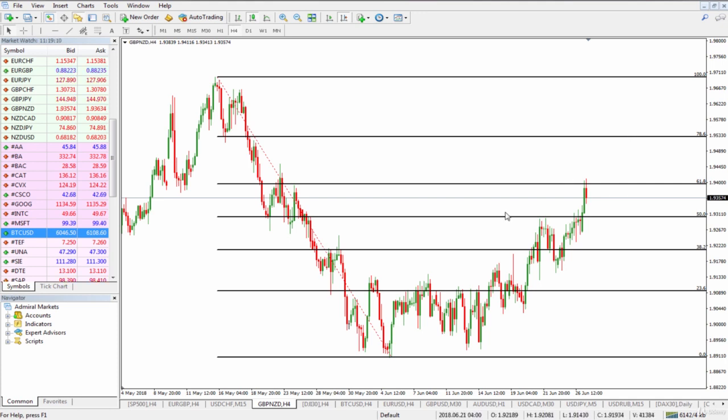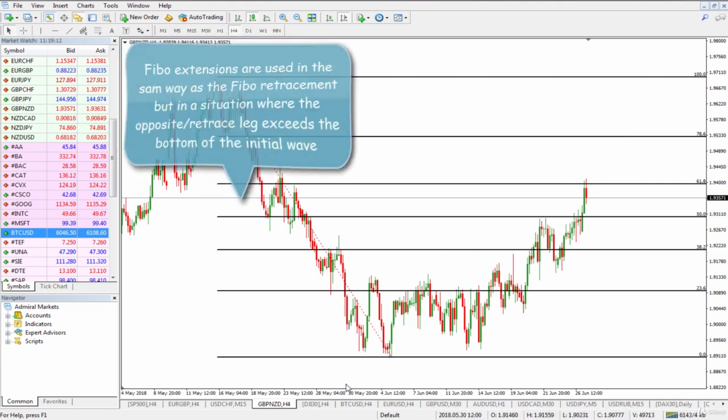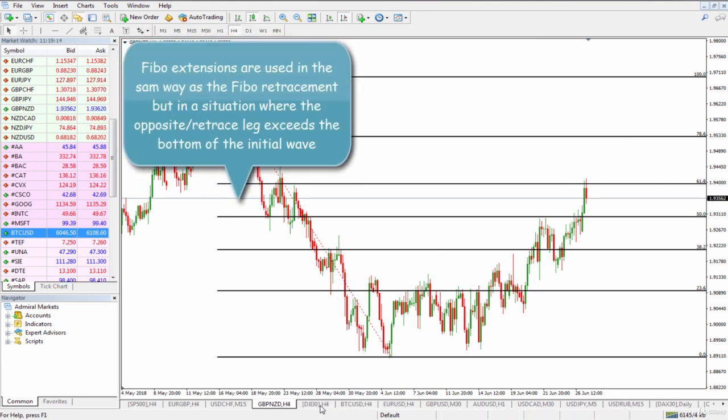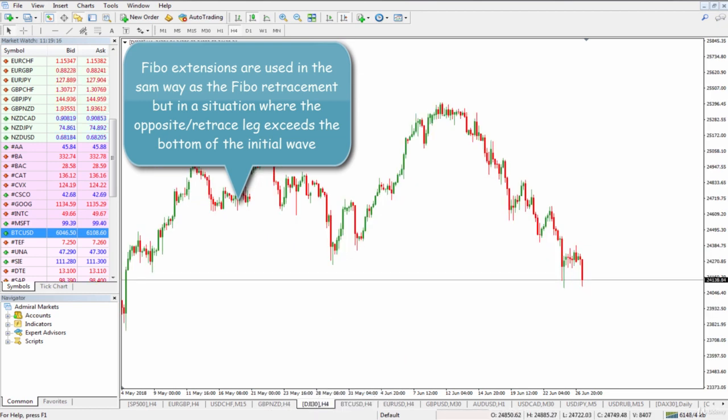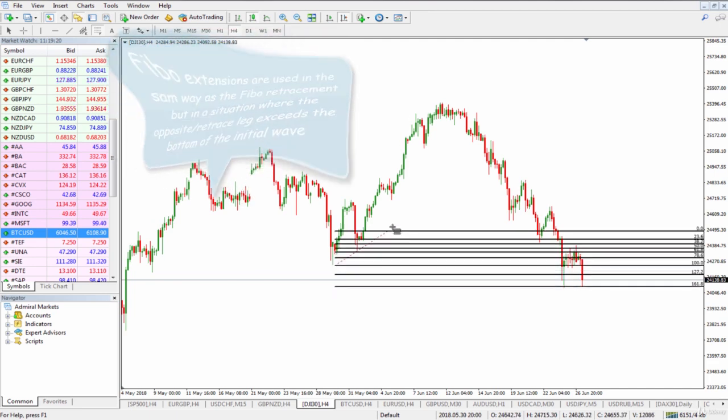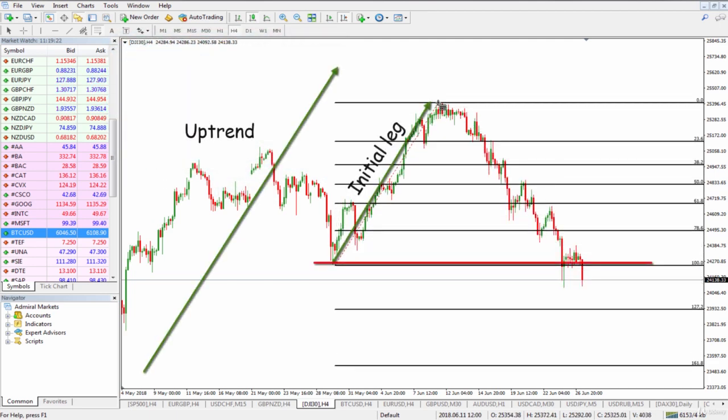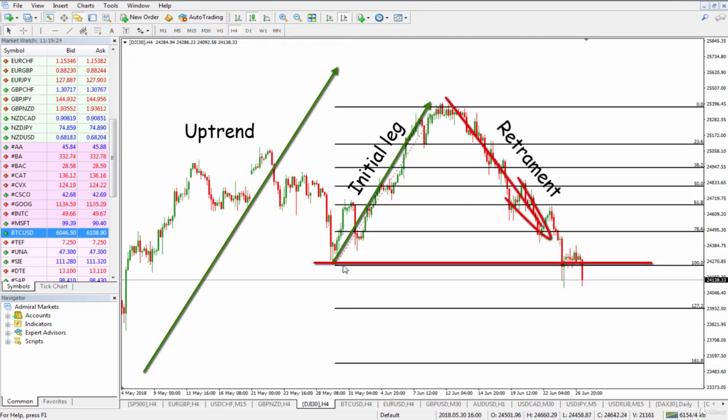The fifth rule. Fibonacci extensions are used in the same wave as the Fibonacci retracement, but in a situation where the opposite wave exceeds the bottom of the initial wave. That would be the rule, but many traders, as do I, often use Fibonacci extensions in a different way. I will explain this other way to you in the Fibonacci extension levels lesson.